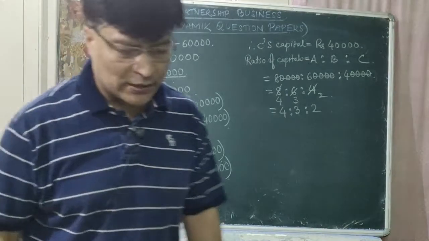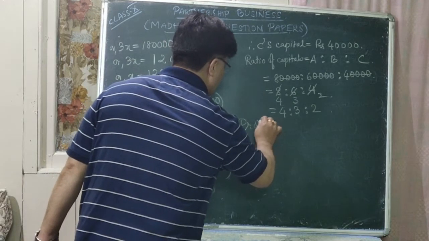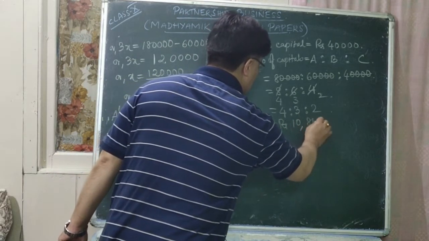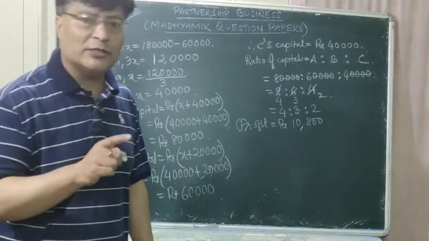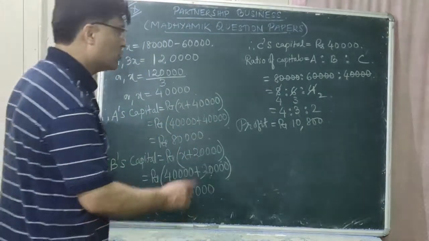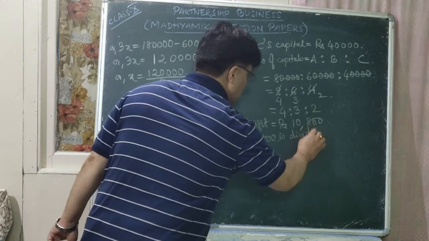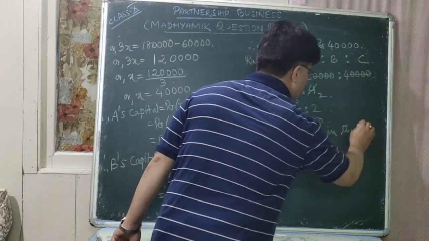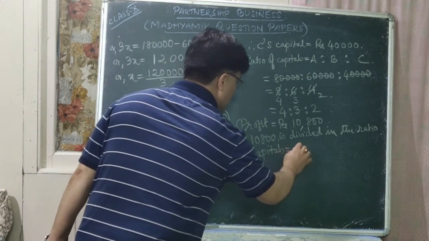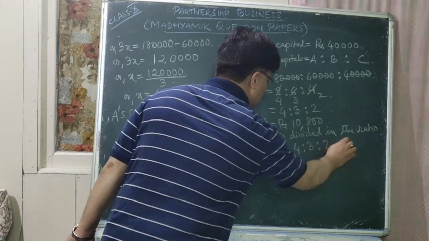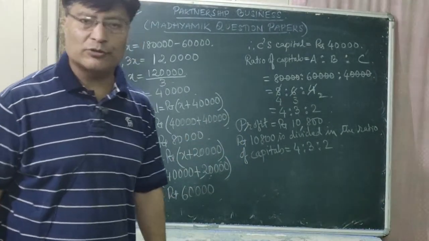Now, what was the total profit here? The profit is equal to rupees 10,800. Now this total profit, 10,800, is divided in the ratio of their capitals, which is 4 is to 3 is to 2. So I think you have understood it. Now we have to divide rupees 10,800 in the ratio of 4 is to 3 is to 2.